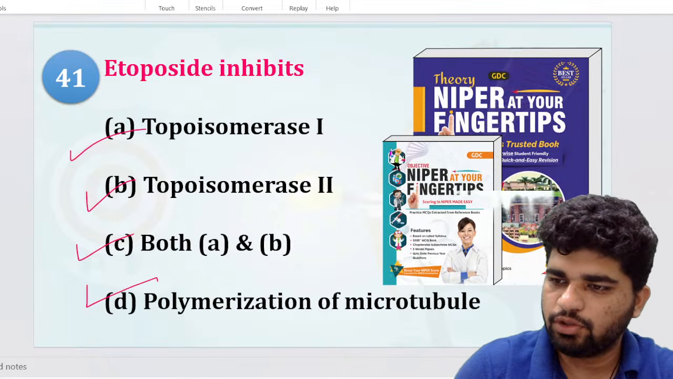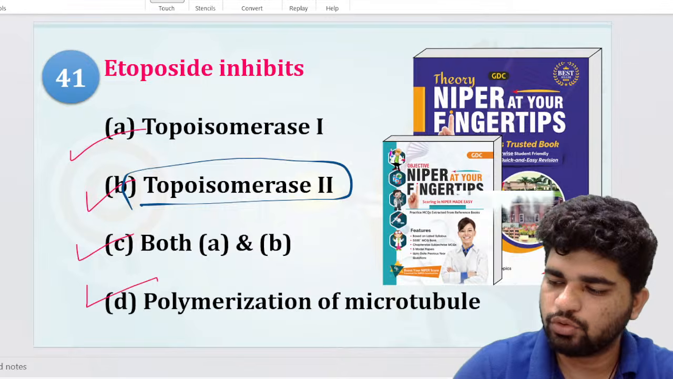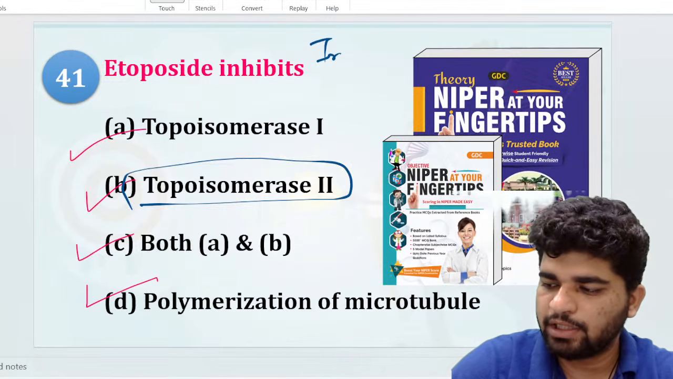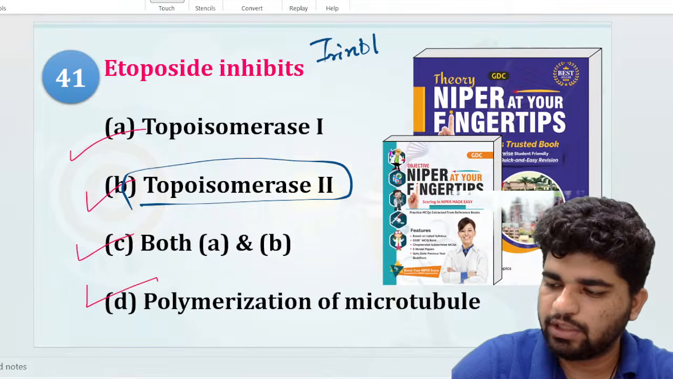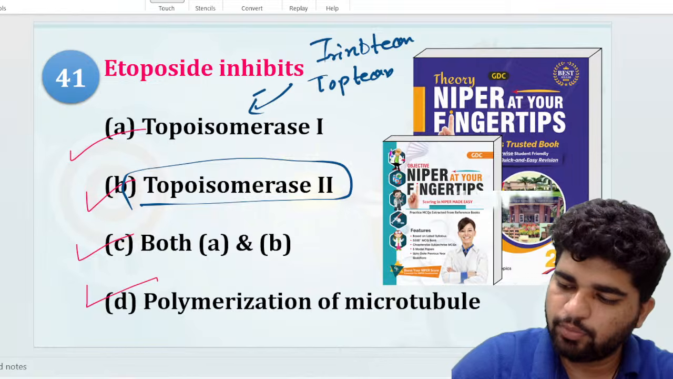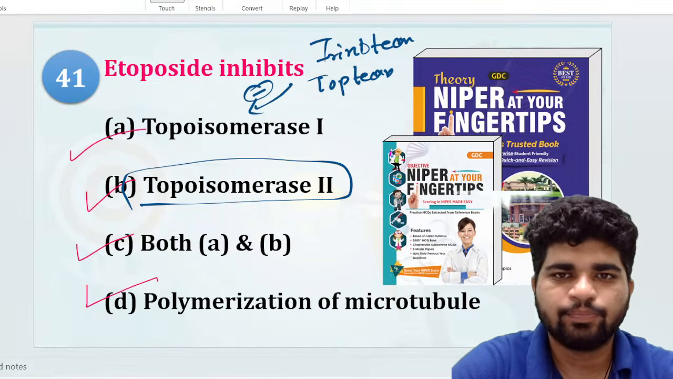Etoposide inhibits topoisomerase 2, right? Where if I talk about irinotecan, topotecan, these are going to inhibit topoisomerase 1, right? Chalo.